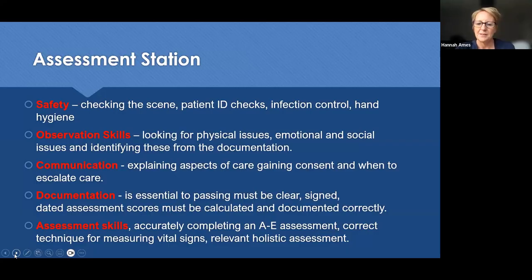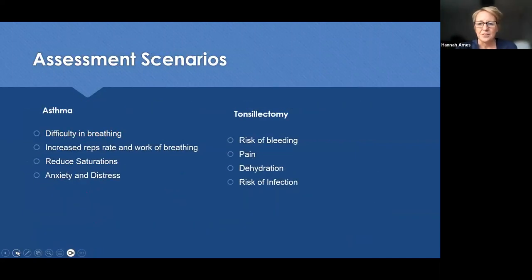So being able to complete that A2E assessment correctly, using the correct technique for measuring your vital signs on a child. And again, obviously, you're going to have a potential range of ages for the child, anything from newborn up to 15. So in Child, you just have 2 different assessment scenarios, so 2 different APIs which are currently being tested. The first is asthma, and the second is a post-tonsillectomy bleed. I'm going to do some further videos looking at these APIs in depth.